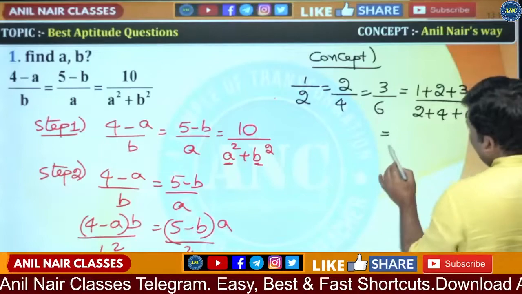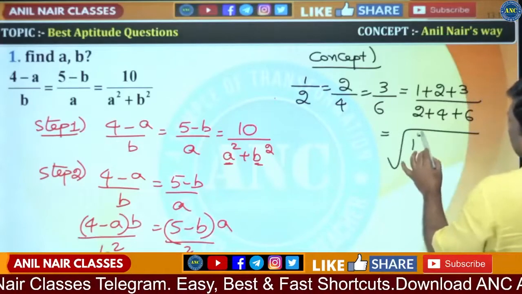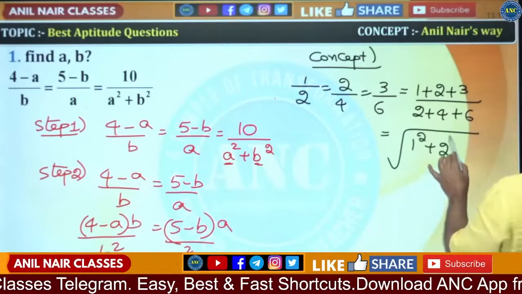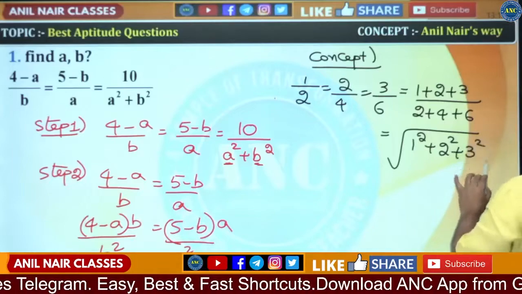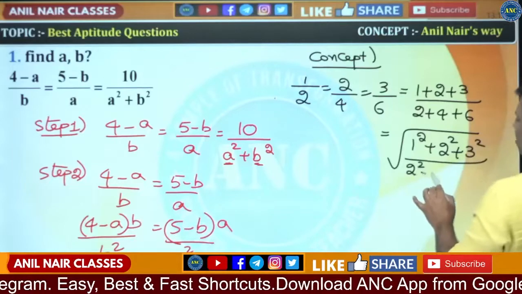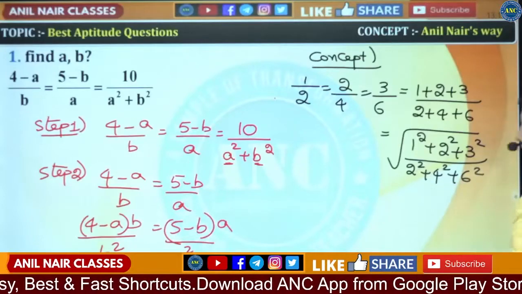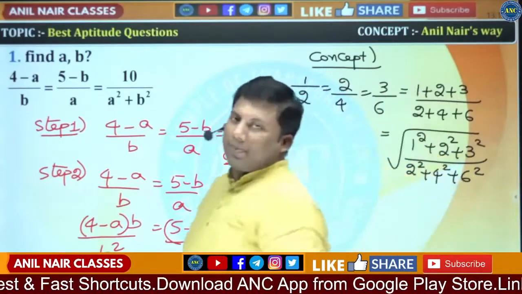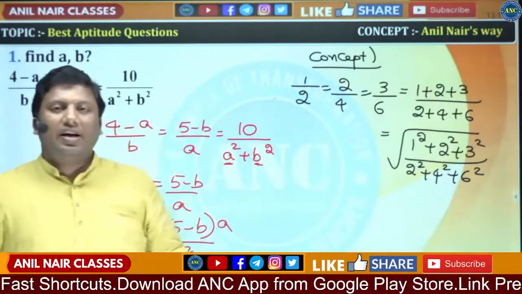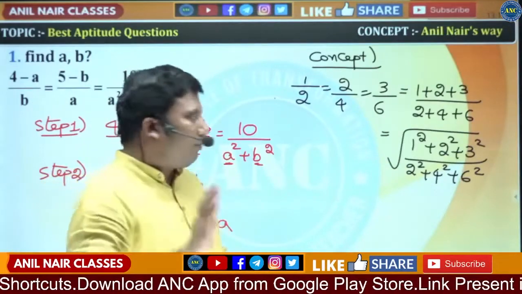No. It can also be equivalent to square root of sum of the squares of the numerators by sum of the squares of the denominators. Are you all with me? If I take 2 square common in the denominator, I will get 1 square plus 2 square plus 3 square. It will get cancelled. Root of 1 by 4, it is 1 by 2.